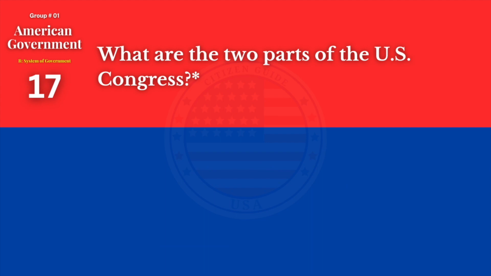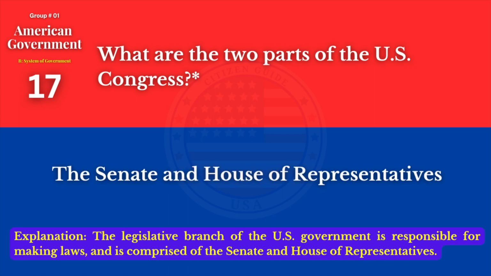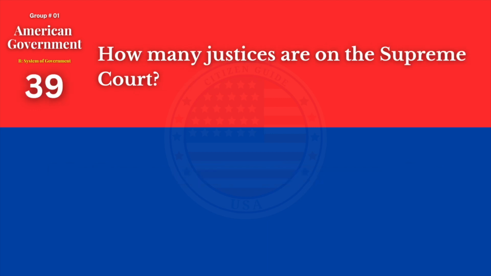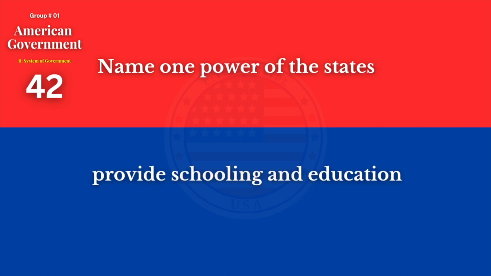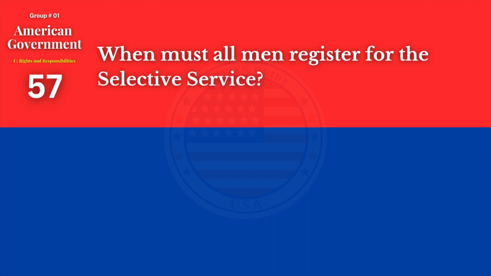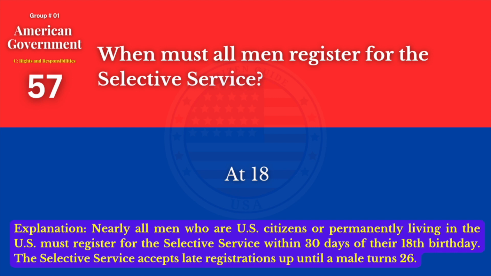What are the two parts of the U.S. Congress? The Senate and House of Representatives. How many justices are on the Supreme Court? 9. Name one power of the states. Provide schooling and education. When must all men register for the Selective Service? At 18.